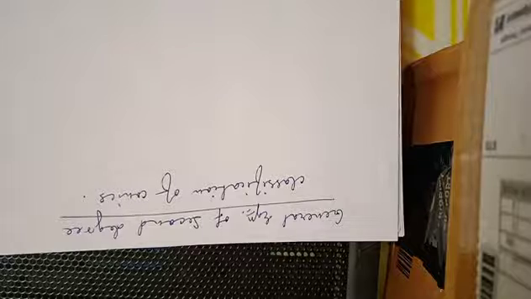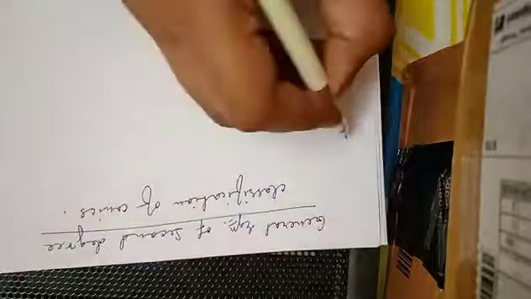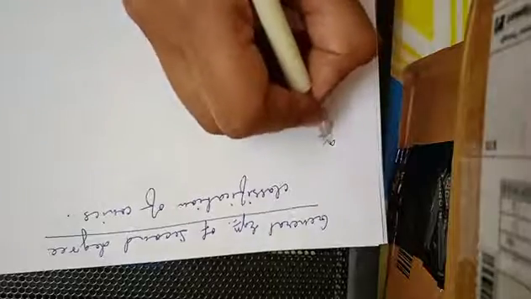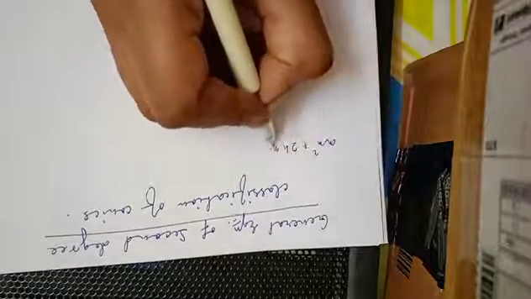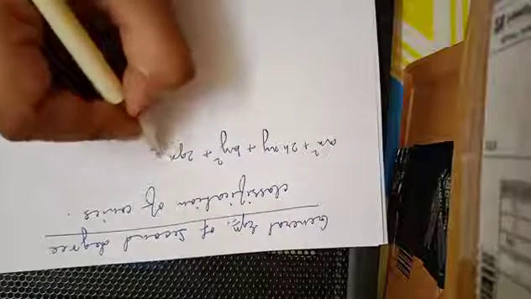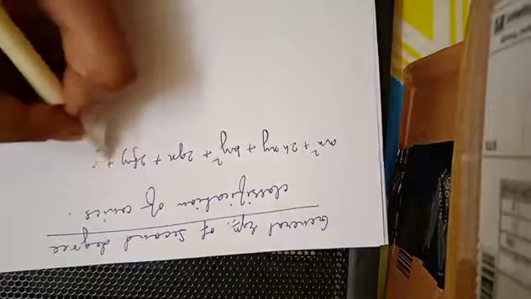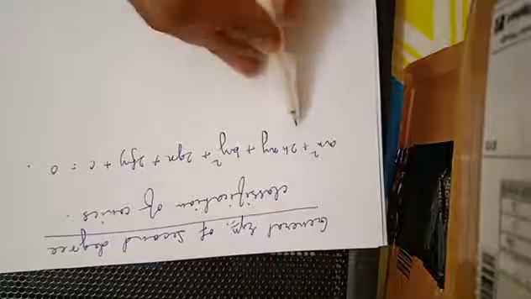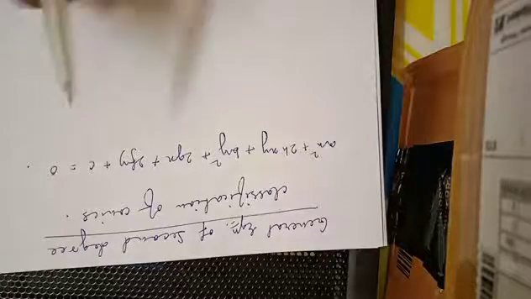Today's chapter is general equation of second degree and classification of conics. So first, starting with the general equation of second degree, which takes the form ax square plus 2hxy plus by square plus 2gx plus 2fy plus c equals to 0. This is called the general form of second degree equation.